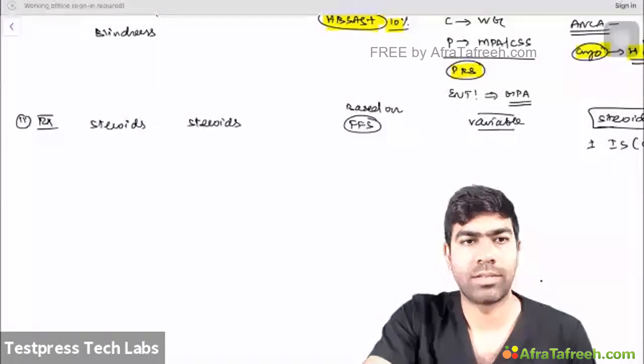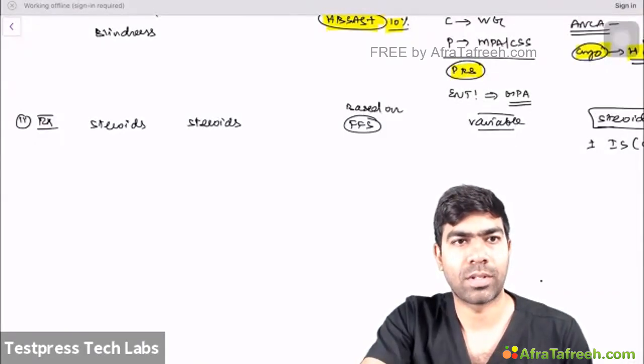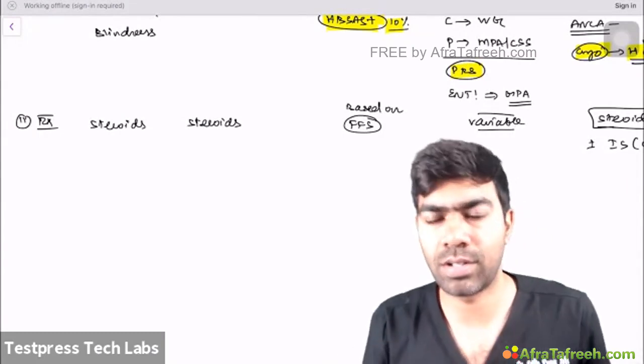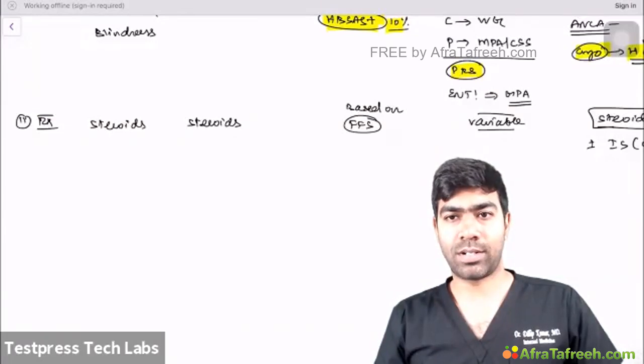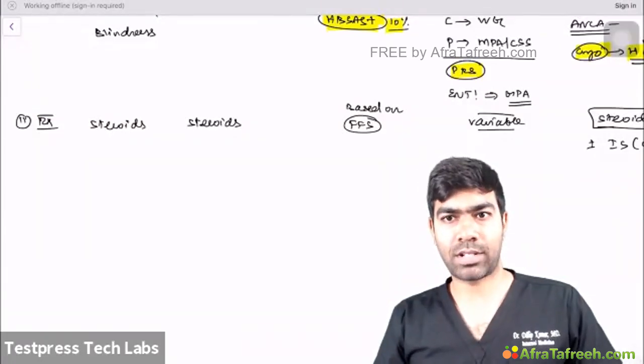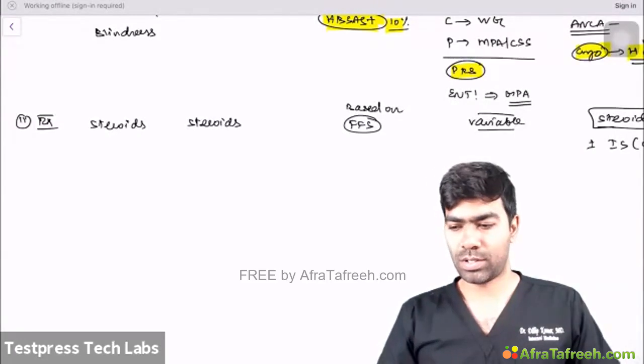Do you understand? I think I've given all the clues. Whatever you need for exams, it's there in this chart. That's all. Nothing more is required. And we have to anyway discuss each and every individual type of vasculitis, of course.